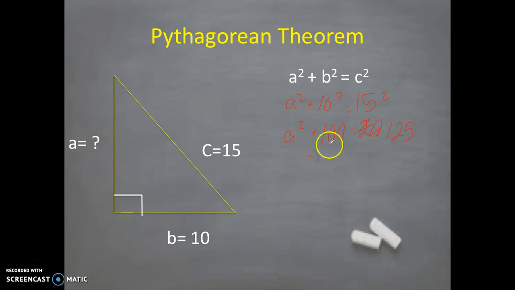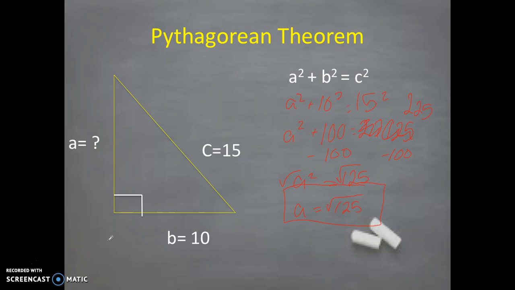Alright, so to get a all by itself, we need to subtract 100 from both sides. Oops, I'm sorry, this is 225. I'm sorry about that. So a squared is equal to 225 minus 100, which is 125. To undo this, you have to do the square root of both sides. A is equal to the square root of 125. The square root of 125 is not a perfect square, so the side length a is the square root of 125.